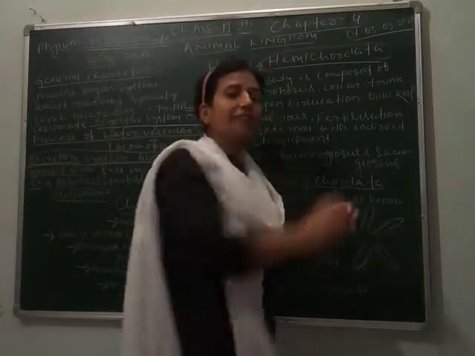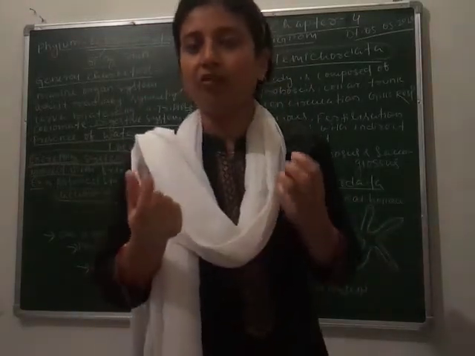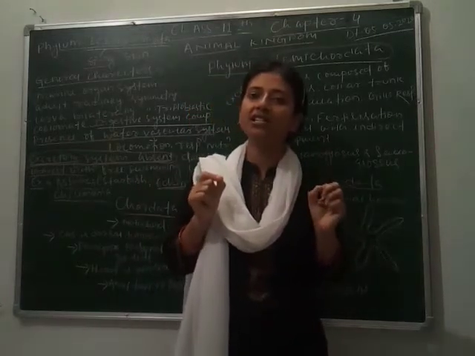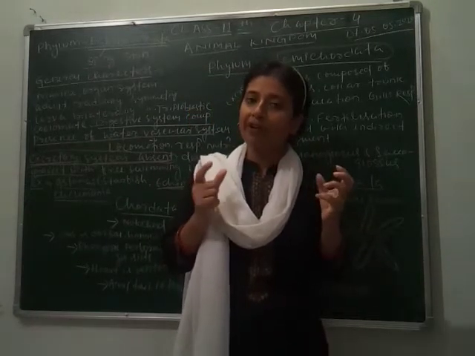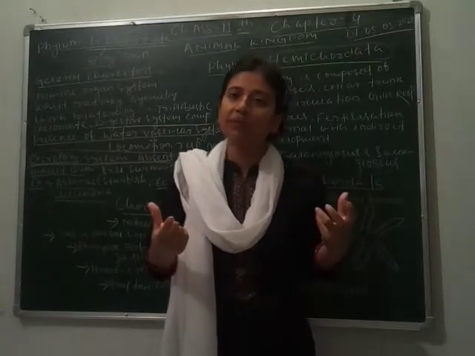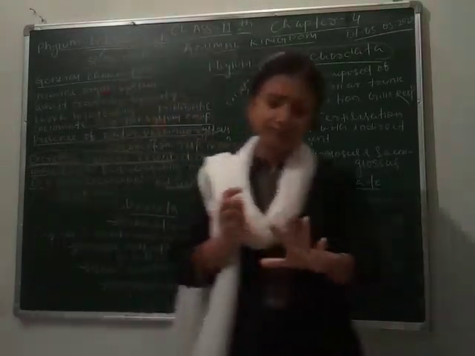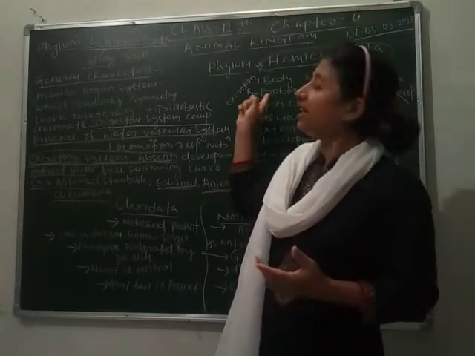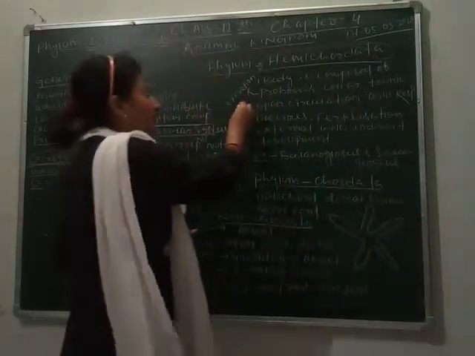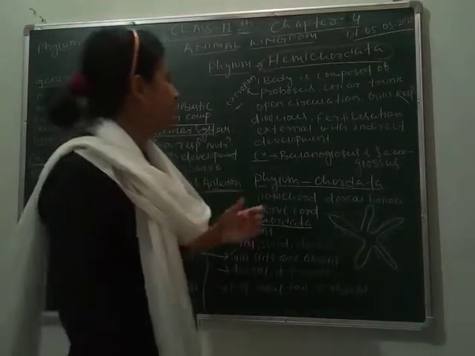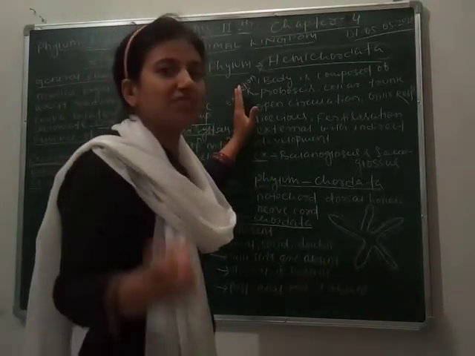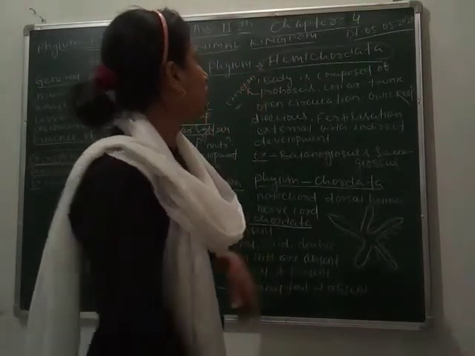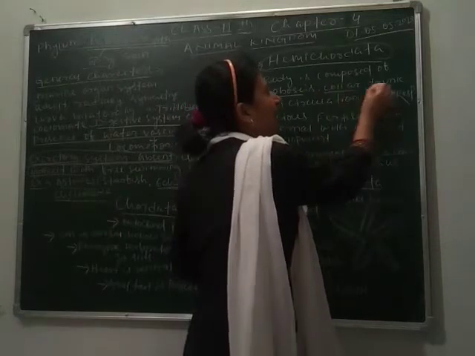So let's understand. First we know about its basic general characters. They have organ system level of organization. Organization means a highly organized body structure. Then they are triploblastic, coelomate animals, and aquatic. Aquatic means they live in water bodies, and they look like small worms. Their body is composed of proboscis, collar, and trunk.